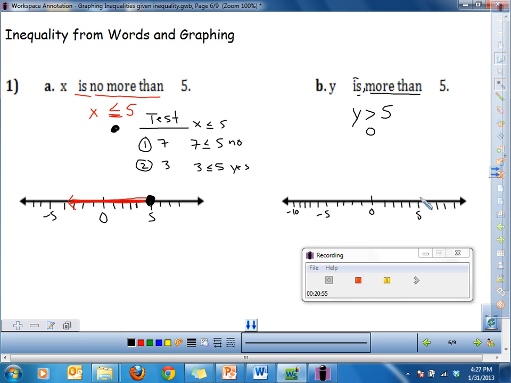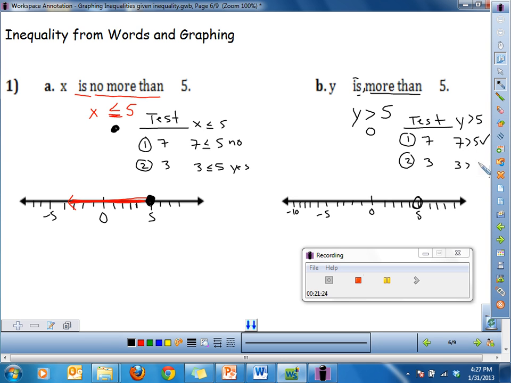I'm going to put an open dot at positive 5. And I'm going to pick 2 test points to figure out which way to shade. Let's pick 7 and 3 again. So now let's see if y is greater than 5. Is 7 greater than 5? The answer to that is yes, 7 is greater than 5. Is 3 greater than 5? The answer to that is no, so this one does not work. That tells me that I need to graph the right side.